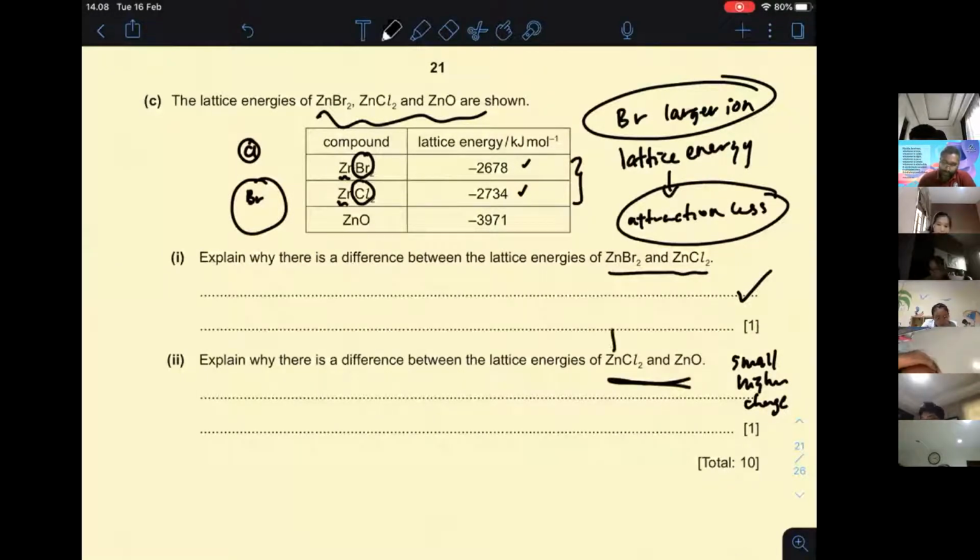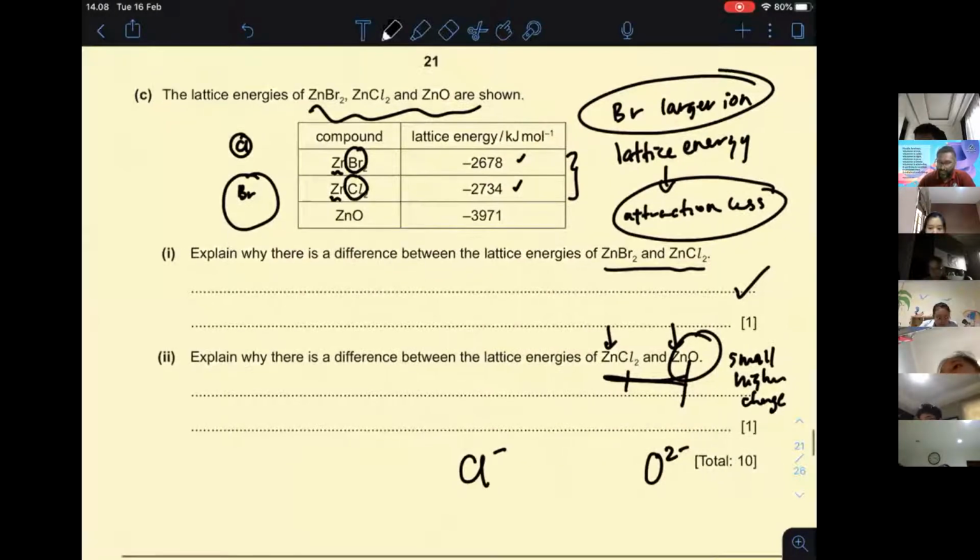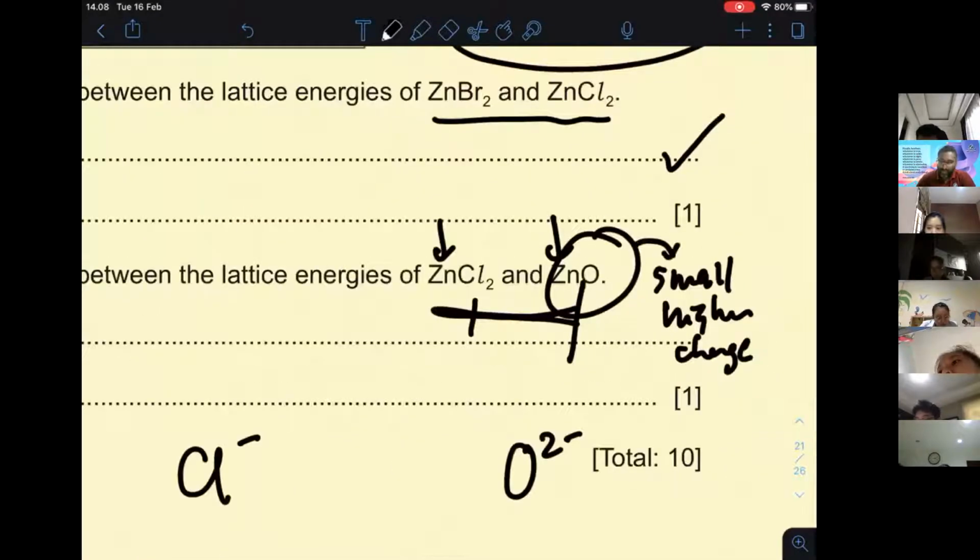Okay, now zinc 2 plus is going to be the same. But you see here Cl and O. Cl is Cl minus, O is 2 minus. The charge is more. How about the size? When we look at the size, oxygen in comparison to Cl is smaller, smaller ionic radius. So here I will say for zinc oxide, the O2 minus is small and has higher charge.